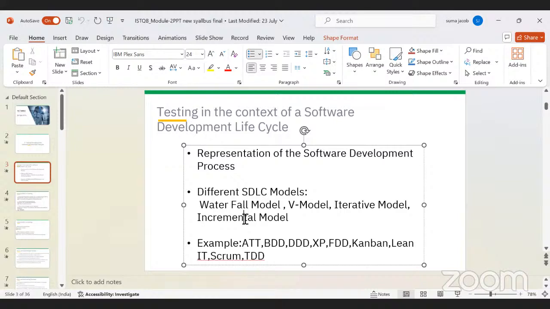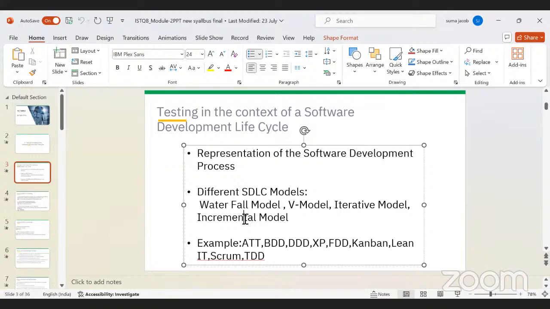And for each increment, say the first increment n1, we will have all the different STLC phases happening. There will be the requirement gathering phase, the design phase, the implementation phase, as well as a testing phase. So the definition here is the whole product will be divided into different increments, and each increment will have all the different STLC phases happening. And each of these increments, N1 and N2, till the n number of increments, whatever we have divided it into, the sum of it will be the whole final product.